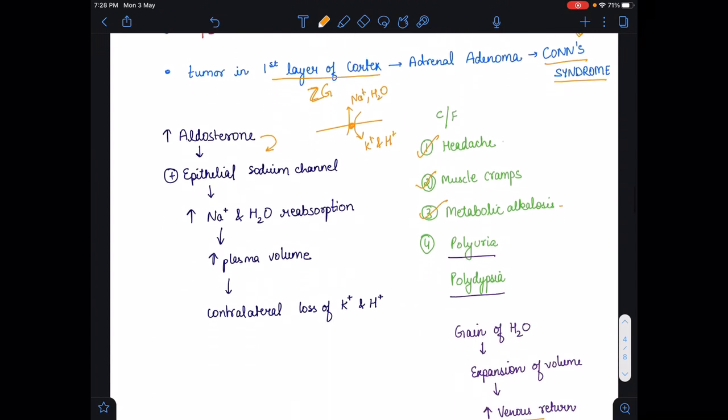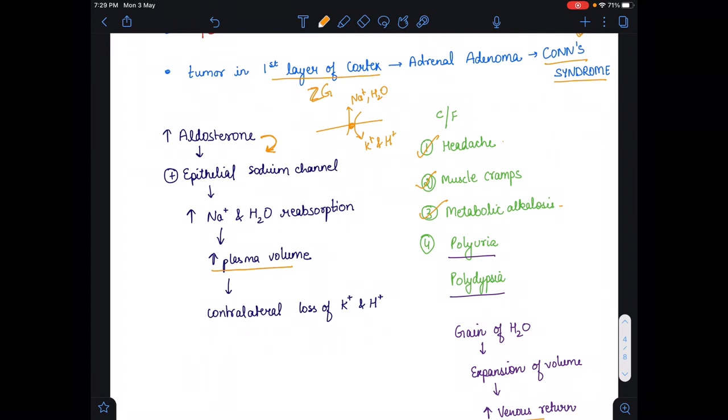So what are the features, and how does the aldosterone level work on our kidney? When there is an increased level of aldosterone, it acts on the epithelial sodium channel. As we know, the epithelial sodium channel causes the reabsorption of sodium and water, and in exchange, potassium and hydrogen loss will occur. As sodium and water are reabsorbed, the plasma volume increases, with a corresponding loss of potassium and hydrogen.